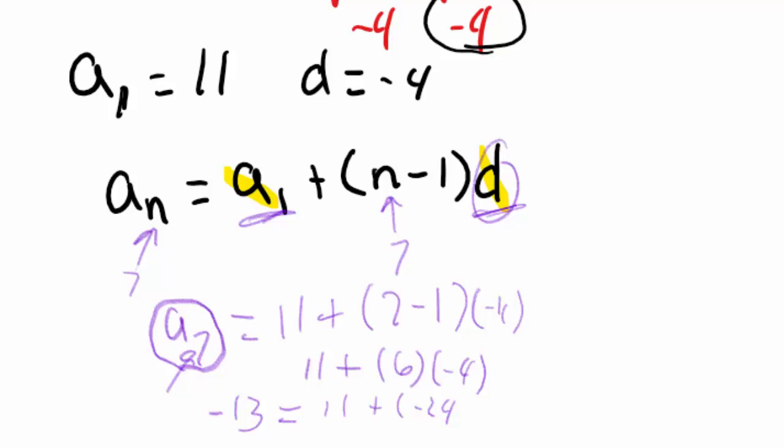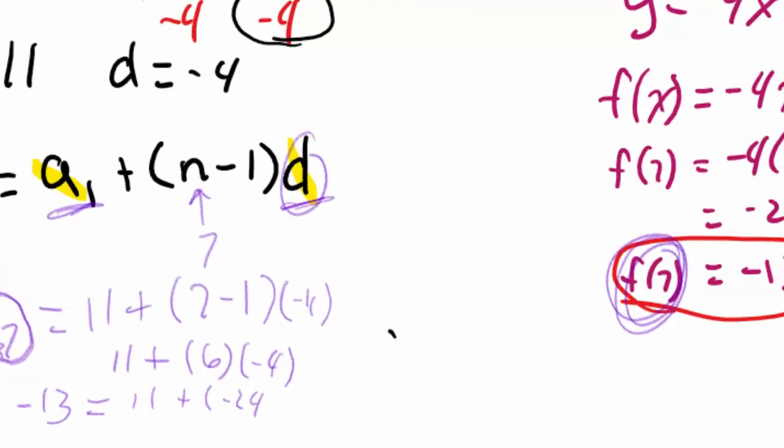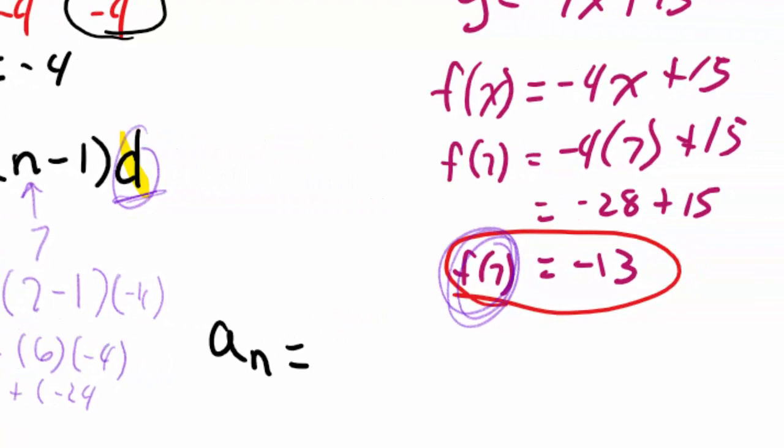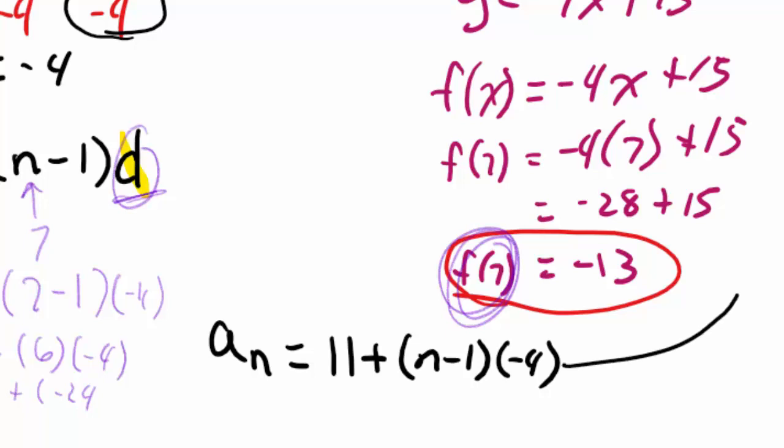But if they ask you to just write the general equation, you would just write a sub n equals 11 plus n minus 1 times negative 4. That's the general equation, but I could still make it look like a linear equation by simply simplifying this problem. So I'm going to go ahead and simplify that to show you what it would look like, to show that it actually is slope-intercept in disguise.